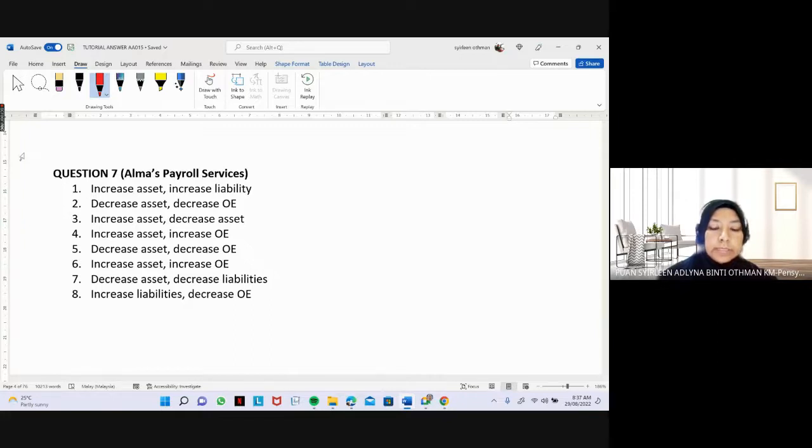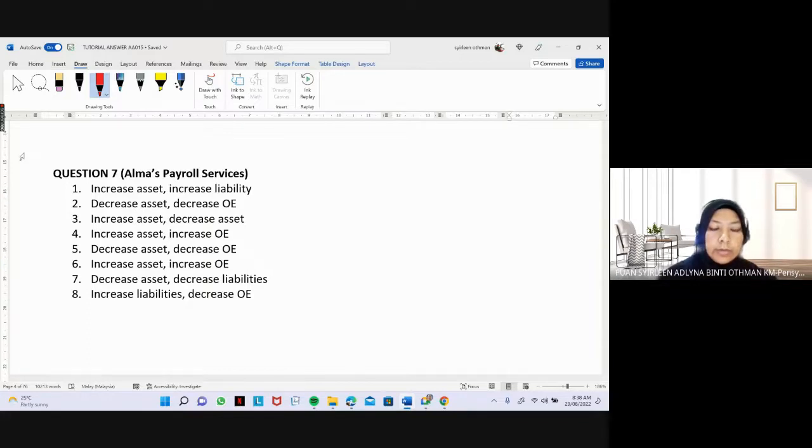So number 6, okay, number 6 is invested an additional 25,000 in the business. Okay, that is additional capital. That's why we increase our owner's equity. And because the owner's equity is in a form of cash money, so you will also increase your asset.